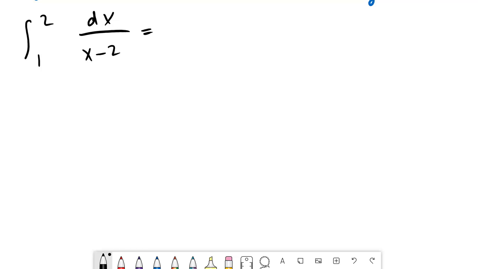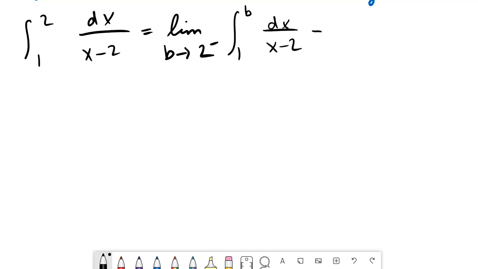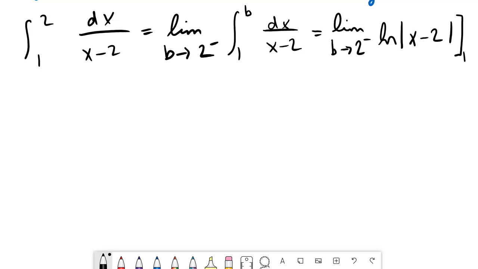So we actually have to redefine it as the limit as b approaches 2 from which side? It comes in from the left side, so it's the minus, of the same integral, but just replace the upper limit with b. The integral of dx over x minus 2 is simple, it's just the natural log of the absolute value of x minus 2, and we evaluate it at 1 and b.